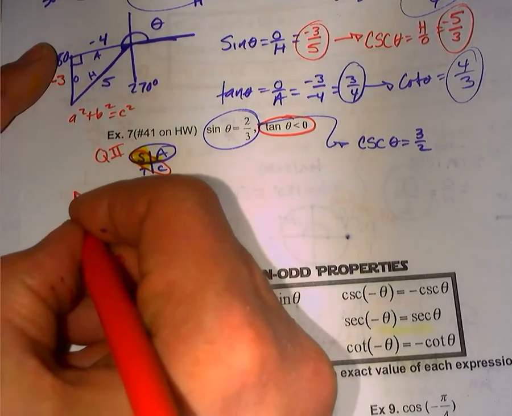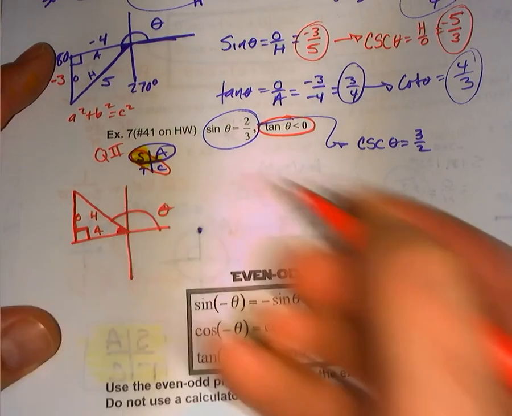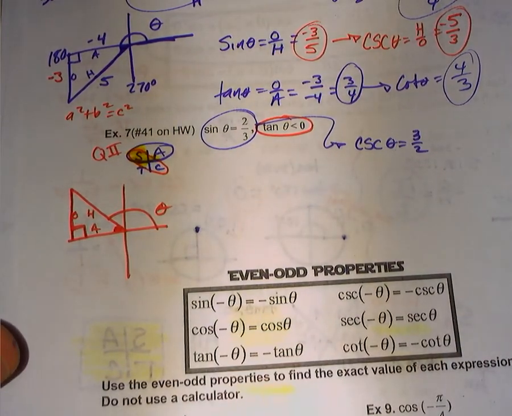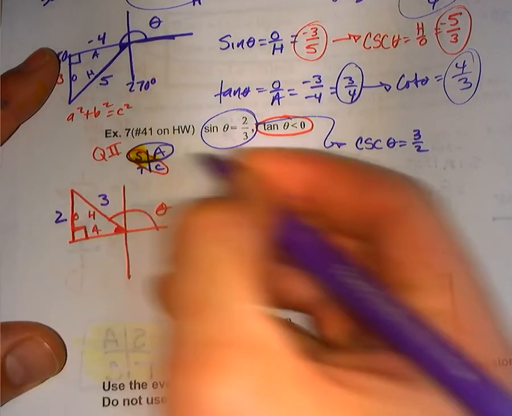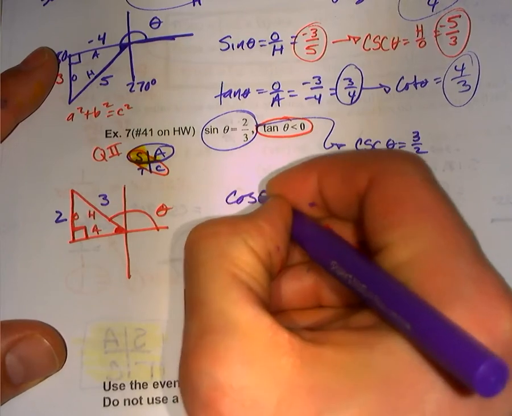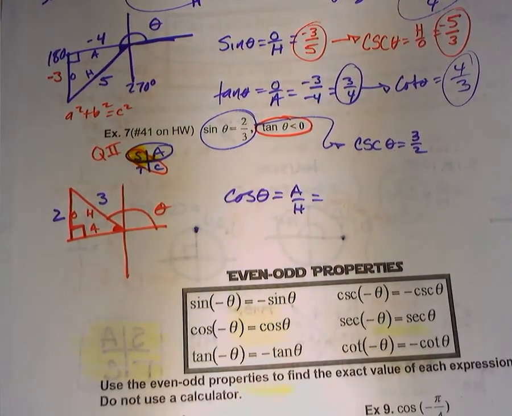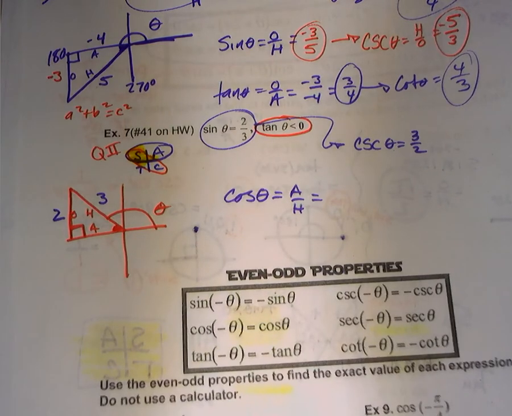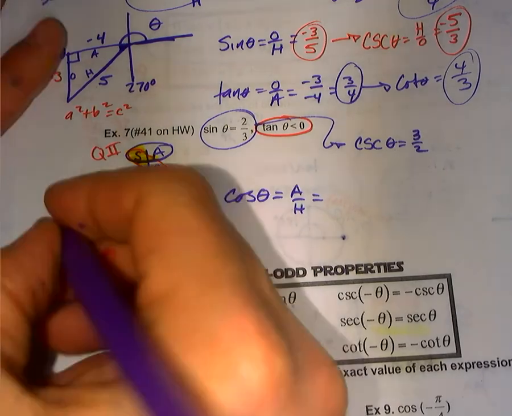I've got O, H, and A of my central angle right there. They gave me O. They gave me H. The problem is I want cosine, which is A over H, and I don't know what A is. How do I find A? Well, Pythagoras, right? This is not a triple, unfortunately, so I actually have to do Pythagoras.